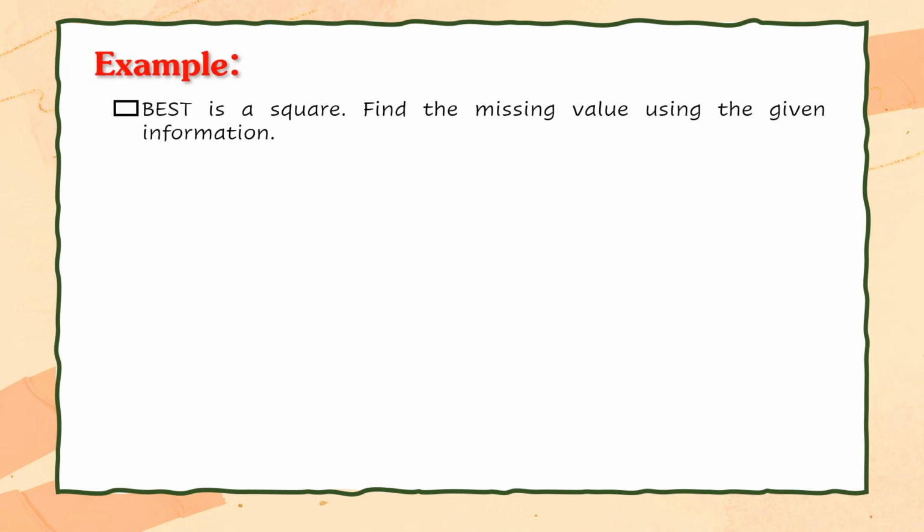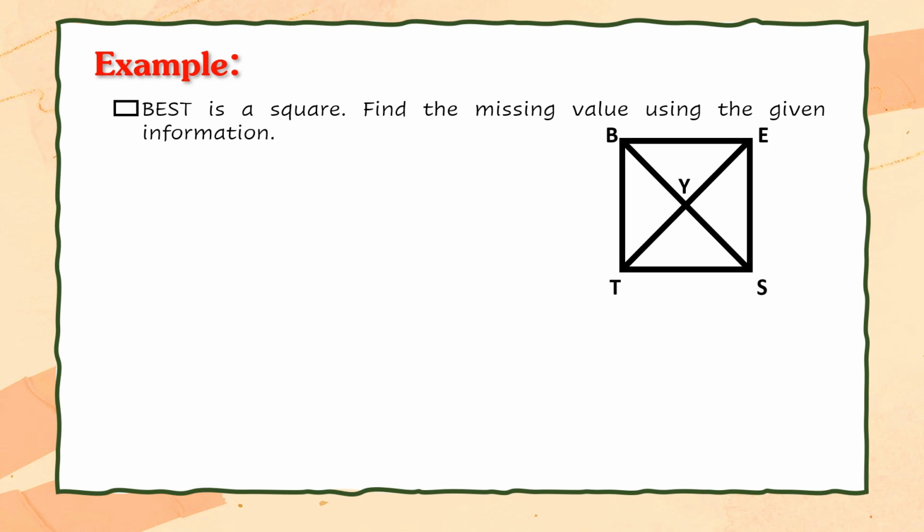Now, let's move to square. As we all know, the properties of rhombus and rectangle are also the properties of square. So we are going to use them to solve the given problem. The problem here: we have parallelogram BEST is a square. Find the missing value using the given information.